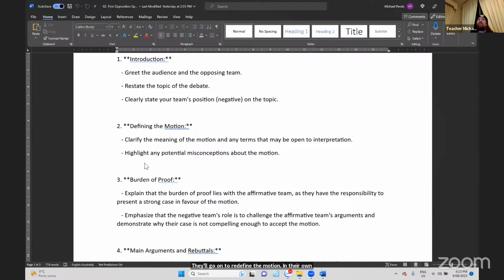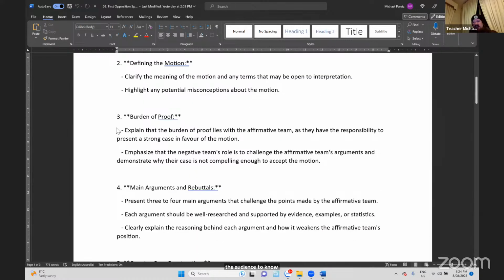So you can actually have two teams arguing the same motion with completely different meanings. You also have the chance to highlight any misconceptions about the motion. That means anytime someone may think they know something to be true, but in fact it's wrong. This gives the opposition team a chance to restate the motion and clear up anything they want the audience to know.